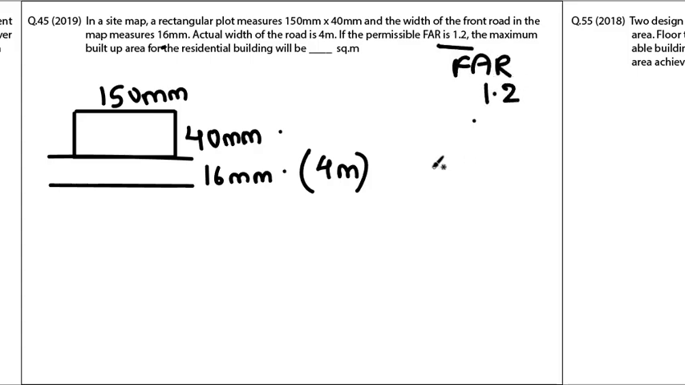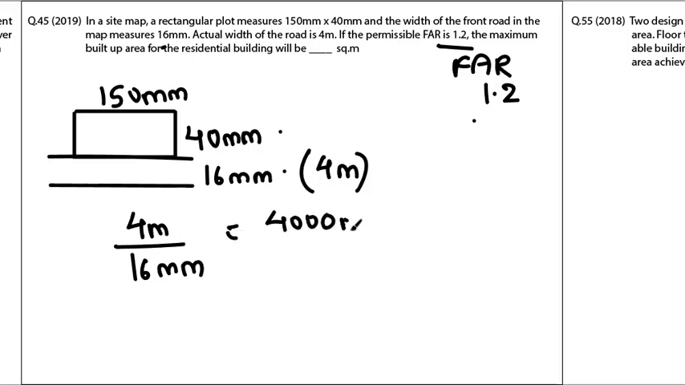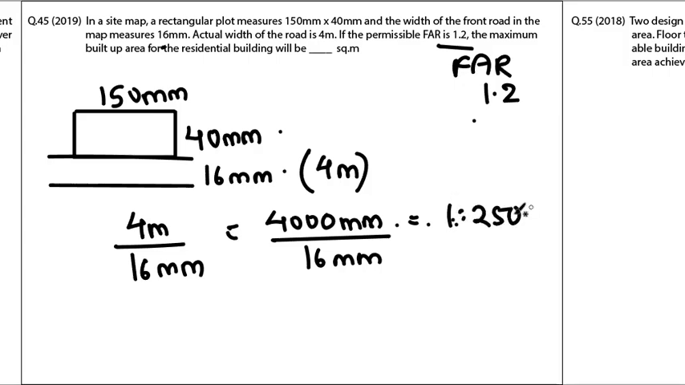So first, in order to find the total built up area, we need to calculate the actual site dimension. For that, we need to find the scale of this drawing. They have mentioned 4 meter is the original width of the road and 16 mm is mentioned in the map. So dividing this will give me the scale. 4 meter is 4000 mm divided by 16 mm. 4000 divided by 16 is 250. So 1:250 is the scale of the drawing.